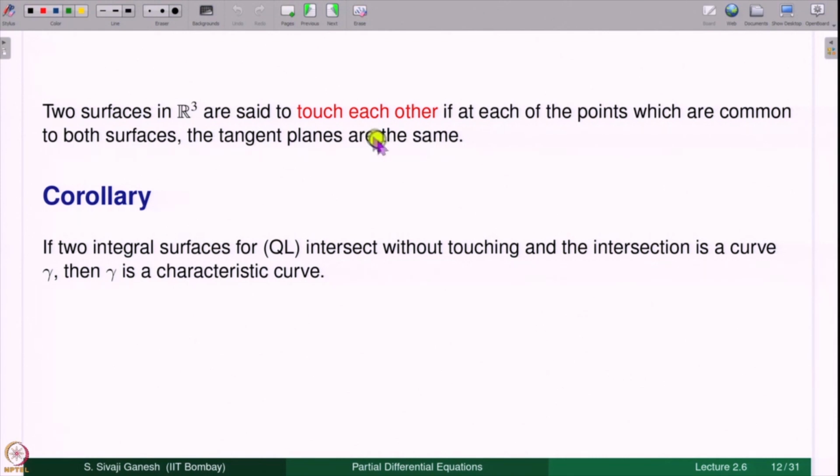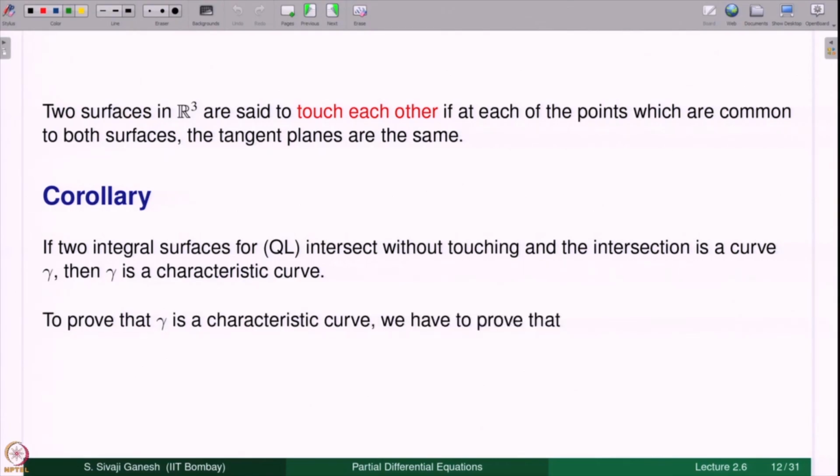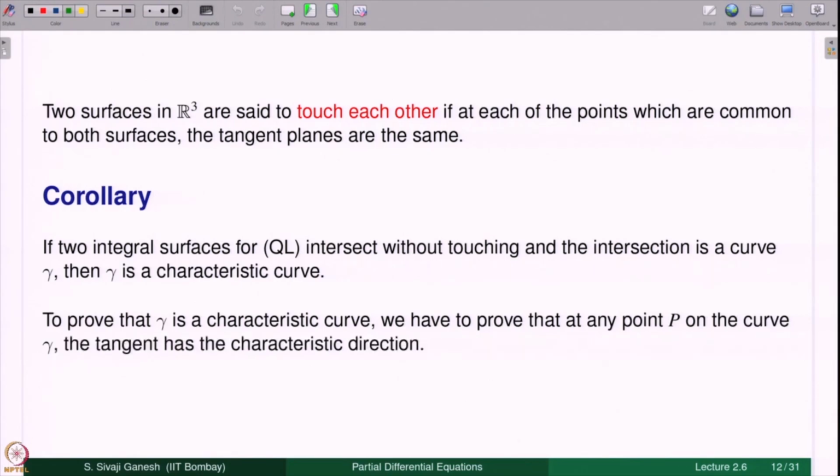Therefore, same thing here. Two surfaces, if they intersect by touching each other, then we are not making any statement. But if they do not touch each other and intersect, that means points are in common, then the intersection, if it is a curve, it may not be a curve as well, it can be a point, if it is a curve gamma, then gamma is a characteristic curve. So, to prove that gamma is a characteristic curve, what do we need to do? We have to prove that the tangential direction at any point on the curve is the characteristic direction.